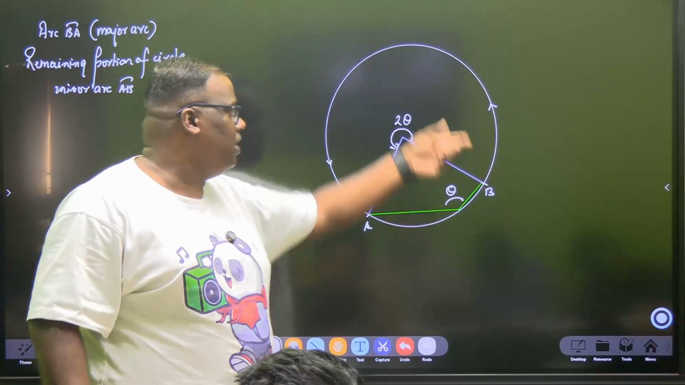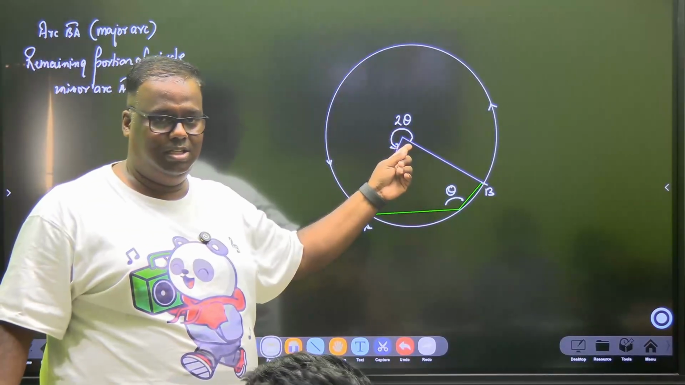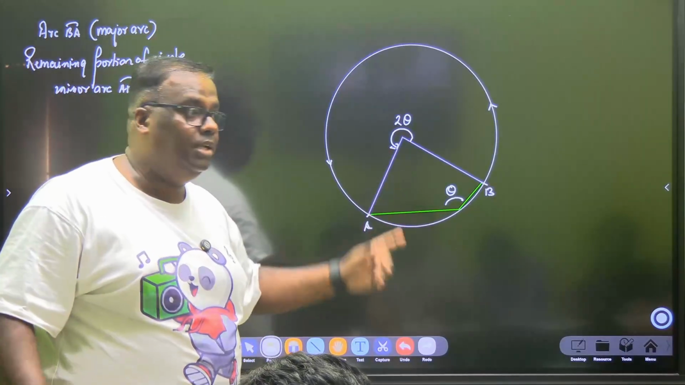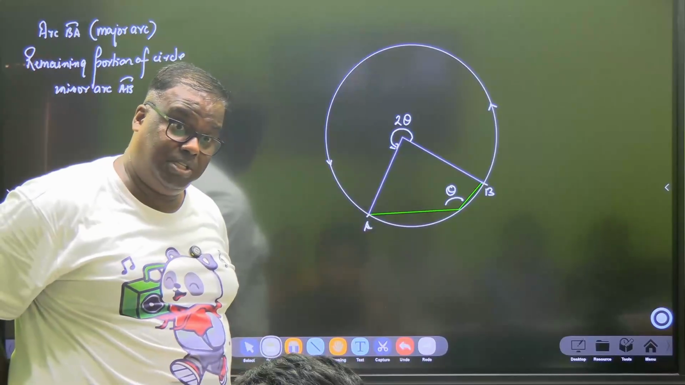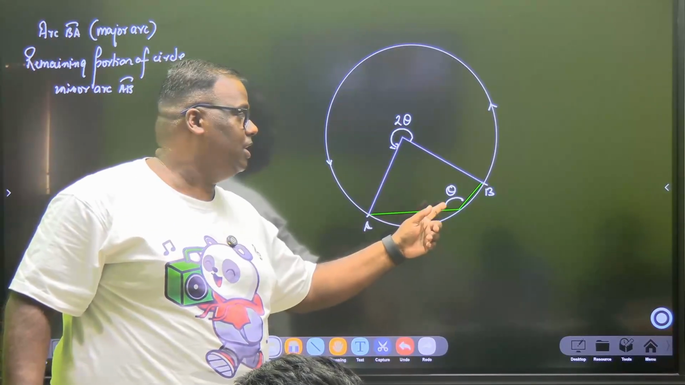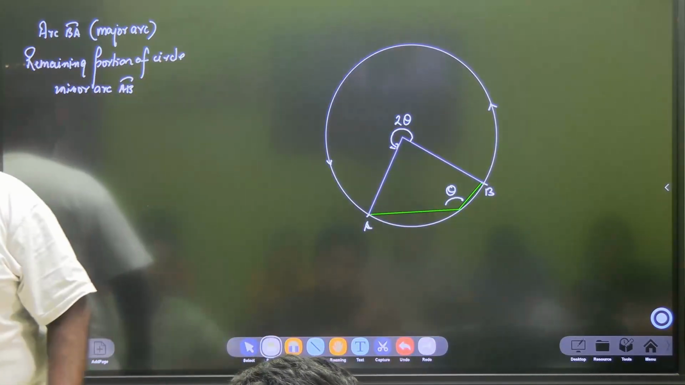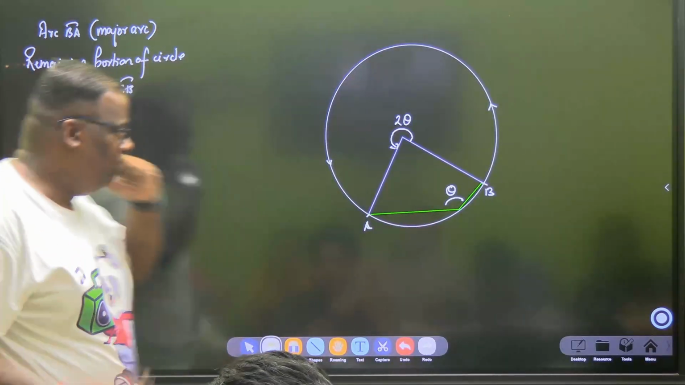Angle subtended by an arc. The arc is now BA at the center. ये नहीं है, ये मैंने बोला था ना, माइनर आर्क, हुजूर माफ कर दीजिए, मेजर आर्क, is twice the angle subtended by the arc at any portion on the remaining portion of the circle, at any point on the remaining portion. So it's very simple. Wait 1 minute.